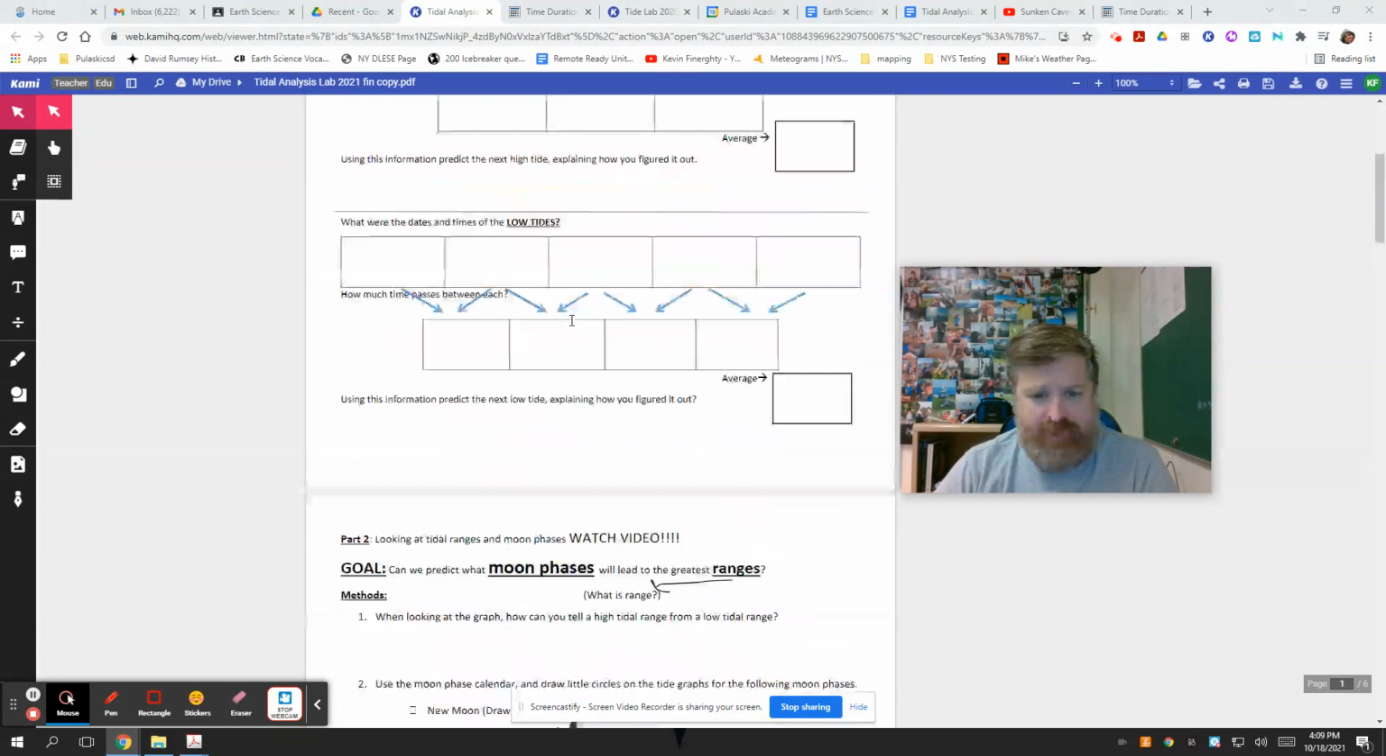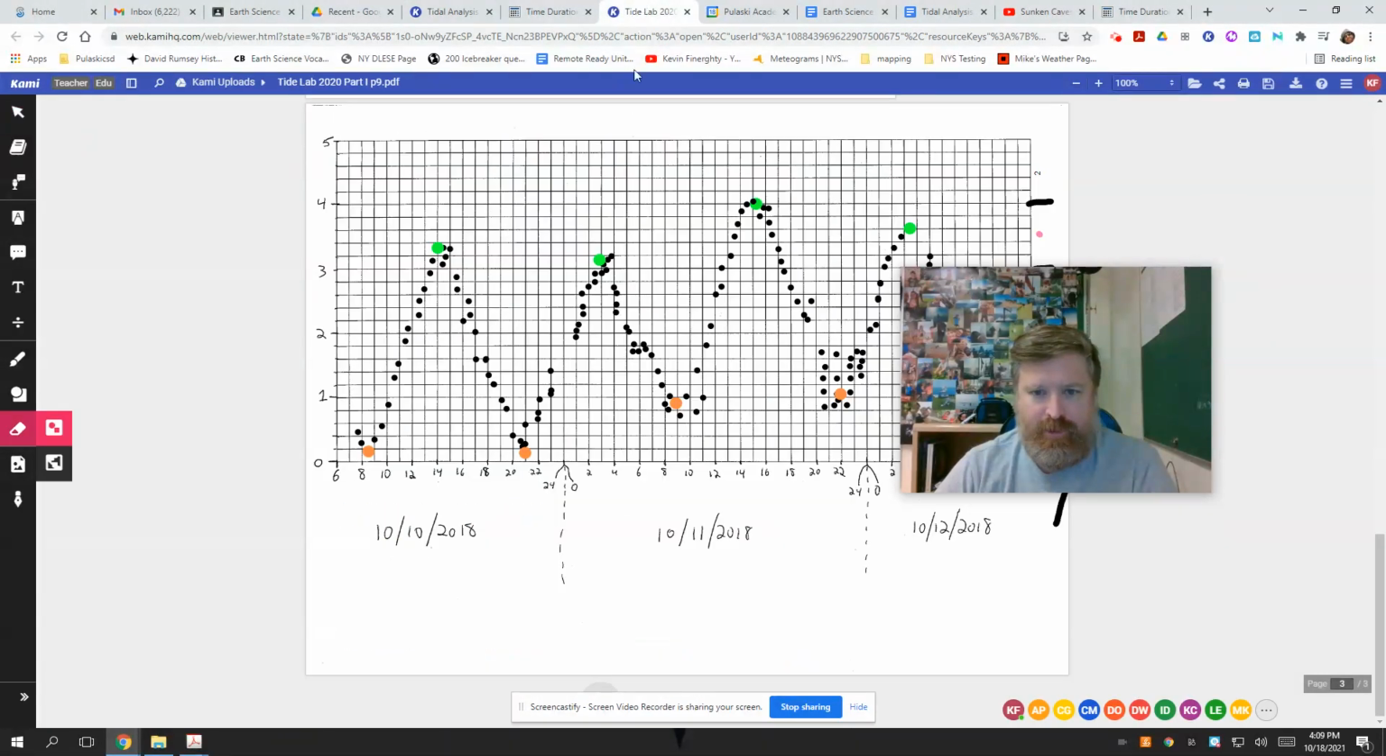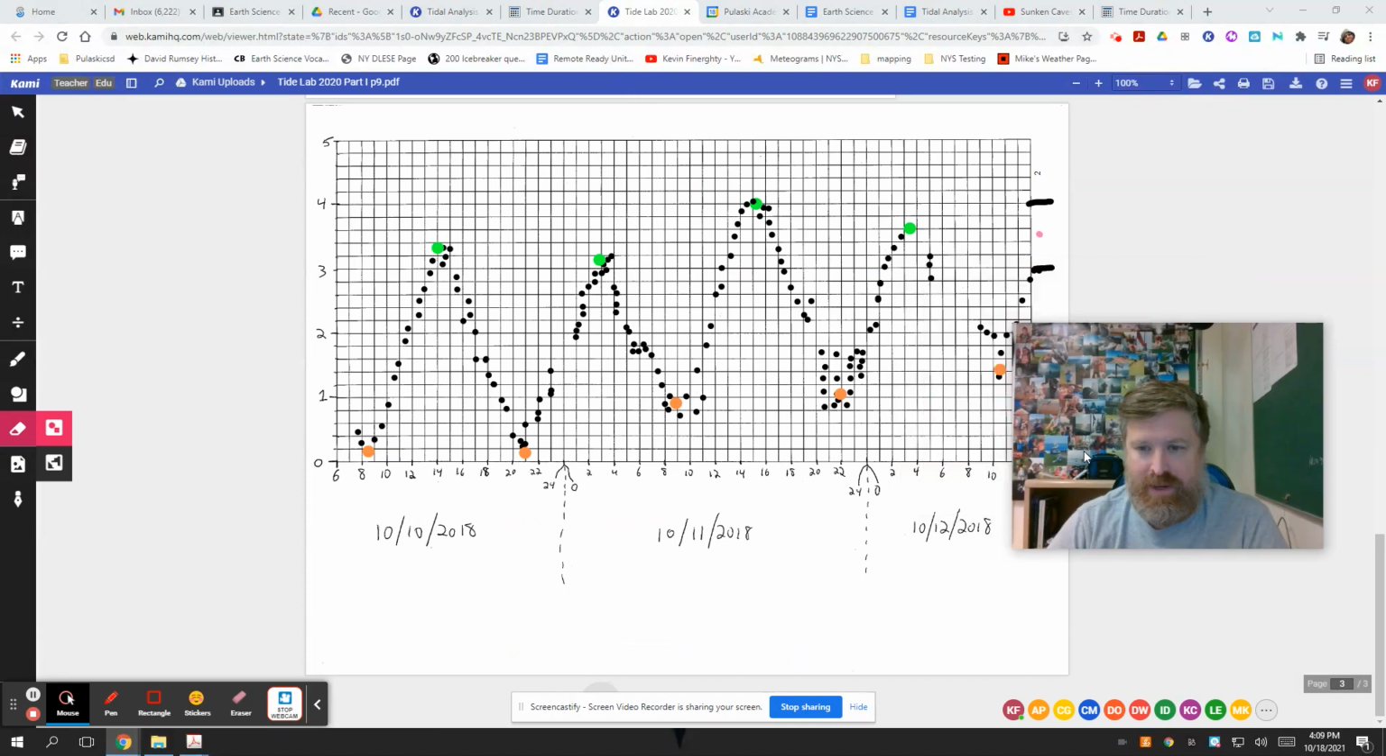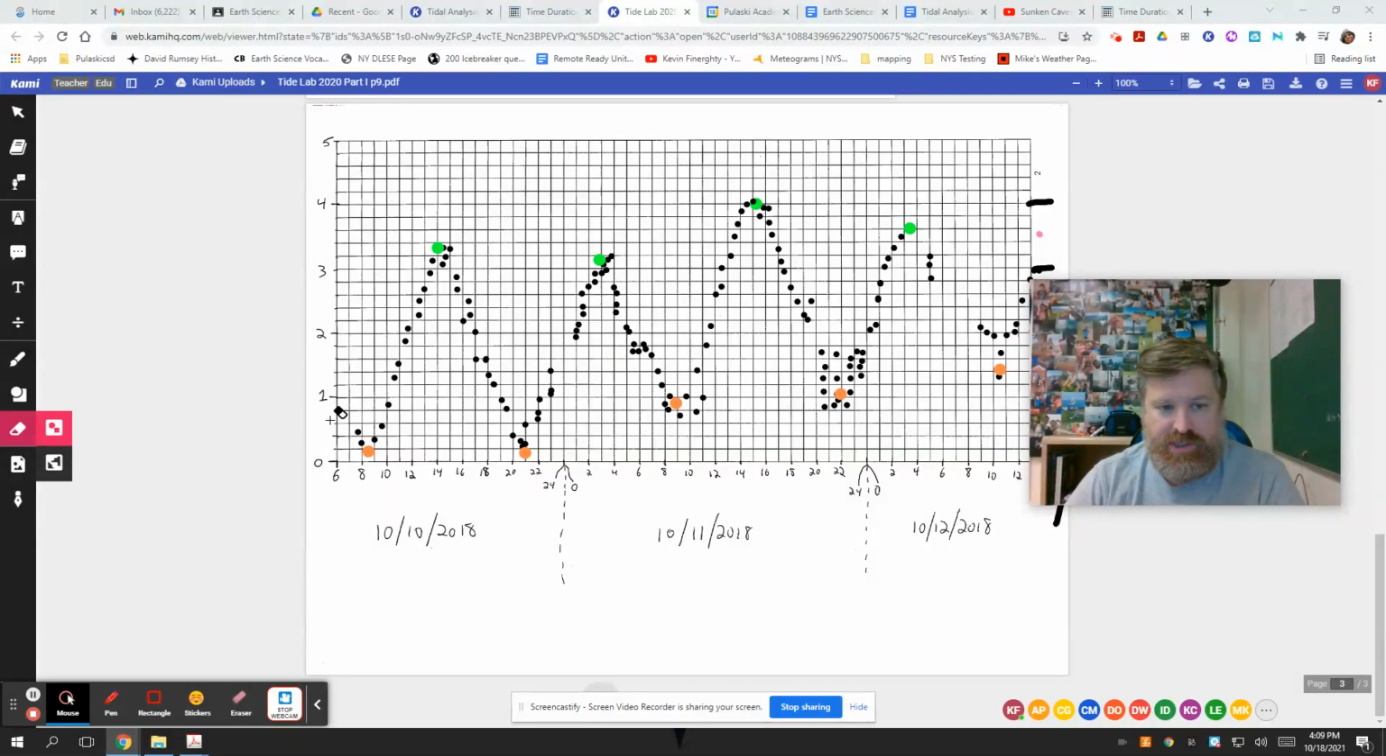This is what the lab looks like. Now, when you do yours, there's going to be another page here that will have a graph that will kind of look like this. This is one from a past year with the tide going down, coming up, going down, coming up, going down, coming up, and so on. And if you've been to the ocean or if you watch the time lapse videos that we've already seen in class, you're kind of familiar with how that works.